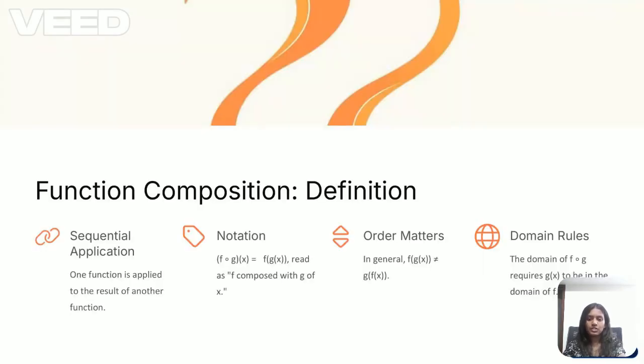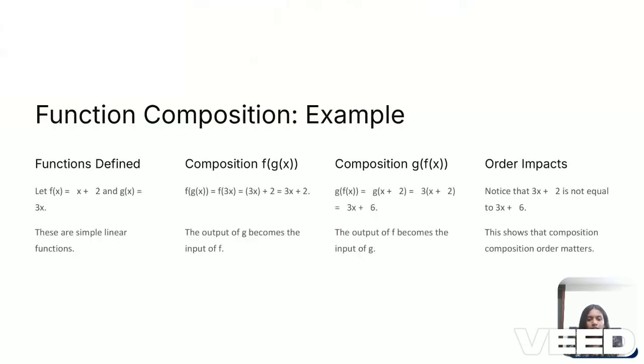Function composition is the sequential application, where one function is applied to the result of another function. The notation f(g(x)) is read as f composed with g of x, and the order generally matters, where f(g(x)) is not equal to g(f(x)).